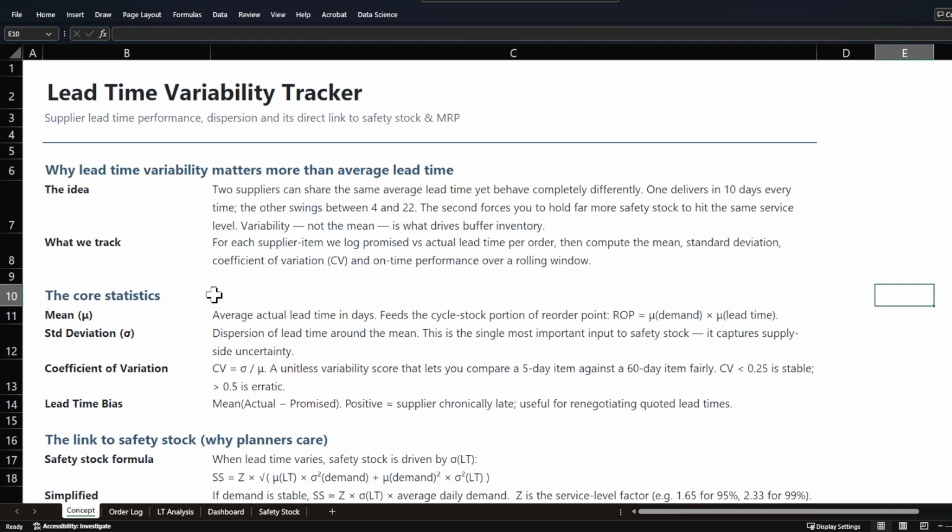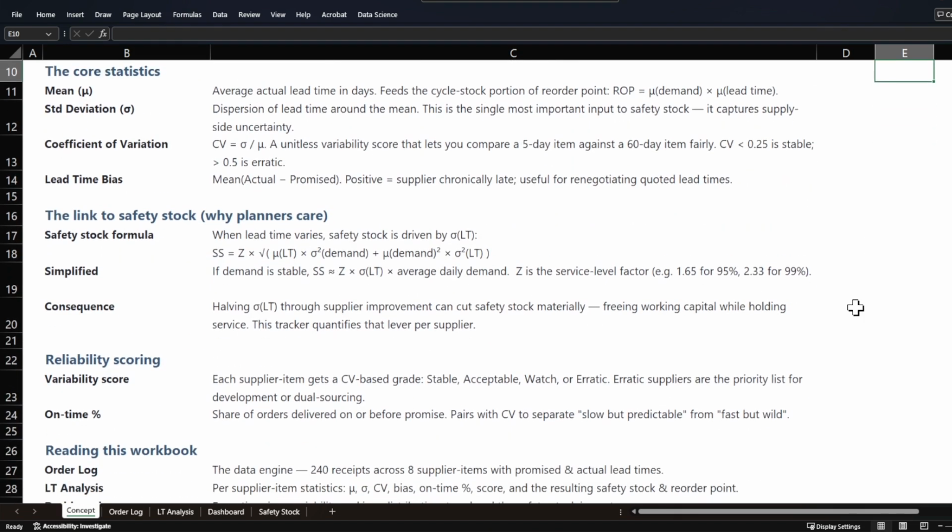In this sheet, what are we tracking? For each supplier item, we log promised versus actual lead time per order and then compute the mean, standard deviation, coefficient of variation, and on-time performance over a rolling window. So we are using some statistical parameters.